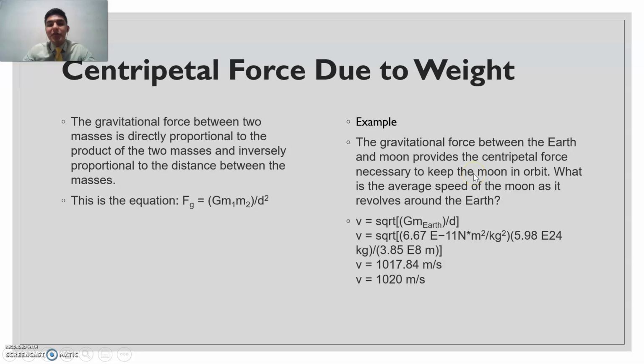The gravitational force between the Earth and Moon provides the centripetal force necessary to keep the Moon in orbit. What is the average speed of the Moon as it revolves around the Earth? So here is another tricky thing. We were combining some other formulas, and our result is the following one that we have right over here. Velocity equals the square root of our gravity constant times Earth's mass divided by the distance. After we operate everything, we get as a result that the speed of the Moon will be 1,020 meters per second.